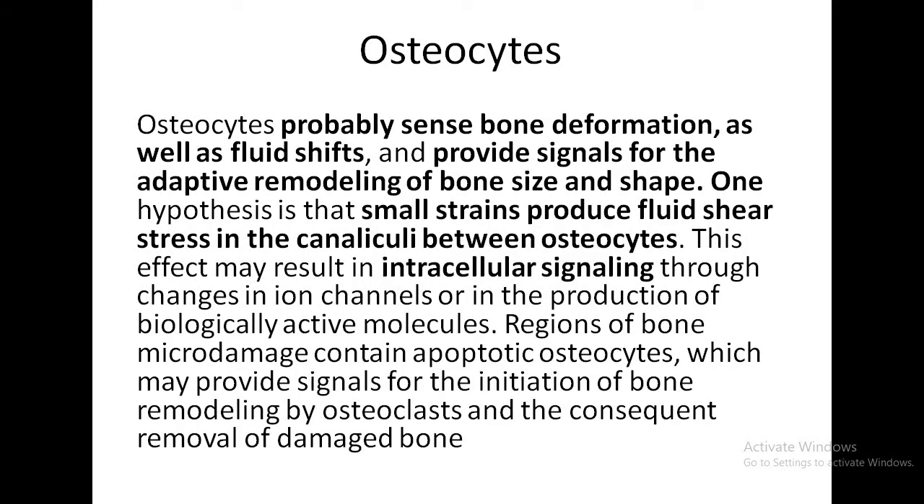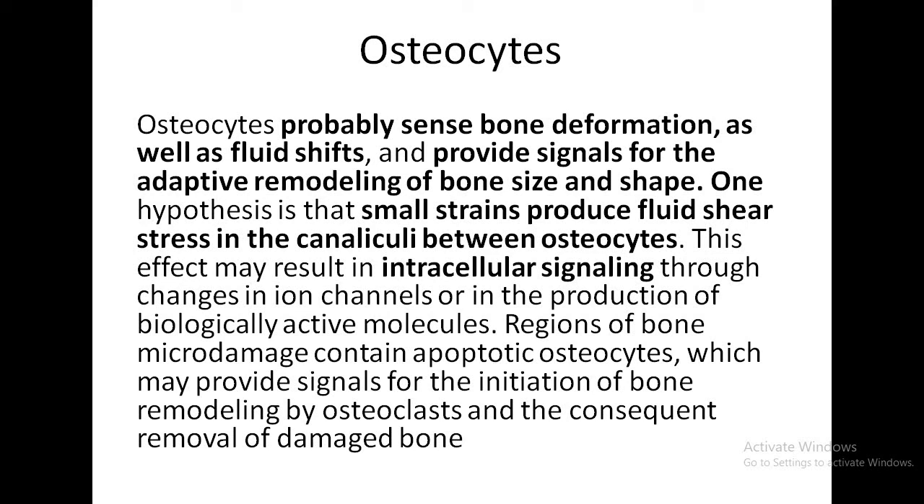So osteocytes probably sense bone deformation as well as fluid shifts. They provide signals for the adaptive remodeling of the bone size and shape. So how can they sense bone deformation? It could be due to small strains which produce fluid shear stress in the canaliculi between osteocytes. So this will result in intracellular signaling through the ion channels, and it could also result in production of biologically active molecules.